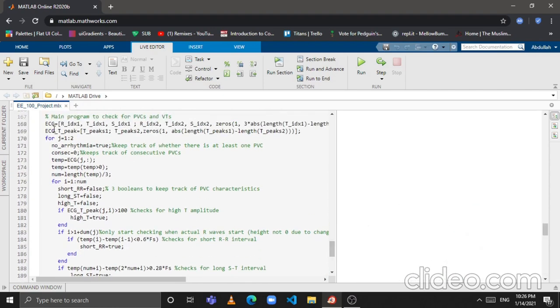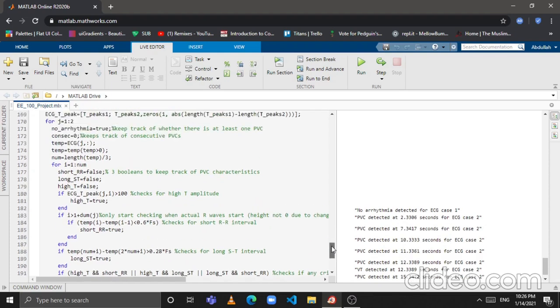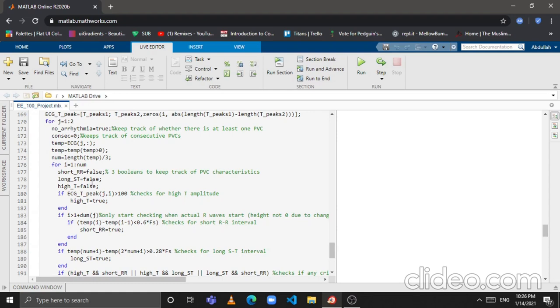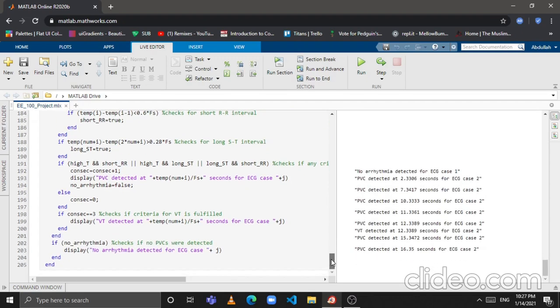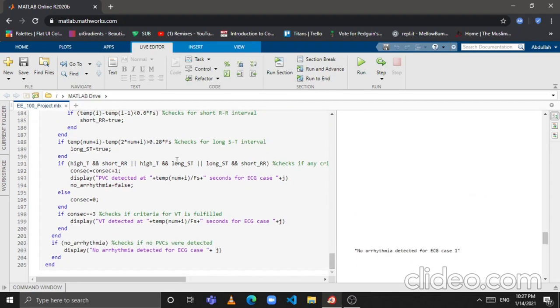So first of all, I combine all of the indices for all of the peaks in both of those signals into a single array so as to shorten my code length, and combine the T peak amplitudes as well. So this for loop essentially goes through all of the signals using Booleans like no arrhythmia to keep track of whether there is an arrhythmia or not, short RR, long ST, high T to keep track of the characteristics of a PVC, and consecutive to keep track of how many consecutive PVCs I've gone through. The for loop essentially just goes through and checks for all the characteristics: long ST interval, high T interval, high T amplitude, or short RR intervals. And if at any point I have any two of these conditions to be true, I could characterize the RST complex I was at as a PVC and change the Boolean values accordingly.